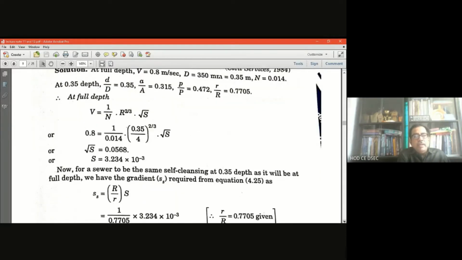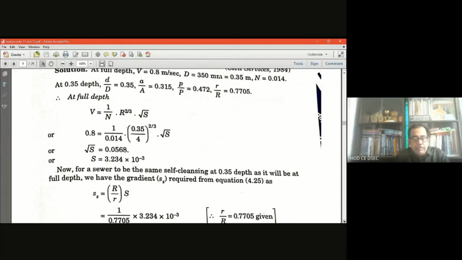Now this S which you have found out, that is the gradient, that is the slope of the sewer running in full condition. That's why it is denoted as capital S. Now for a sewer to have the same self-cleaning velocity at 0.35 meter depth, as it is mentioned that at 0.5 depth, the same self-cleaning velocity is to be maintained.